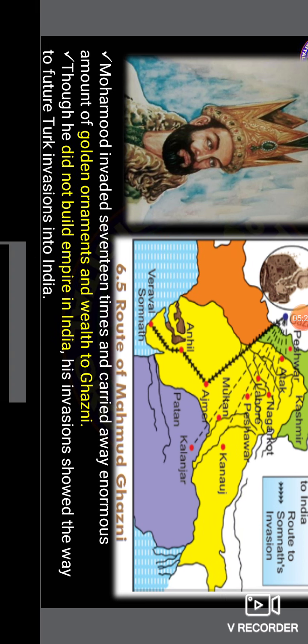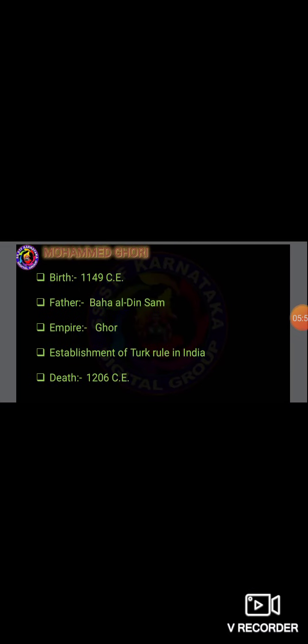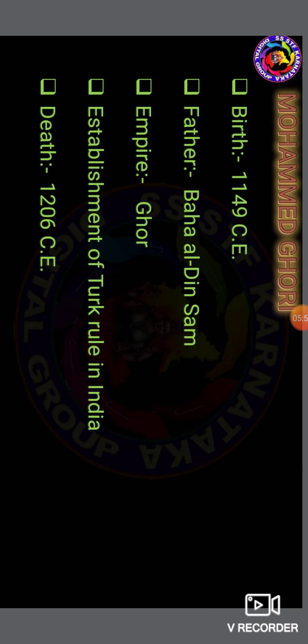Similarly, the Rajputs, who had become weak and were facing internal rebellion, were also exposed. So Mahmud of Ghazni defeated the Rajputs and opened the way for the Turks to enter India, and then to extend his empire in Central Asia. That is the information about Mahmud of Ghazni.